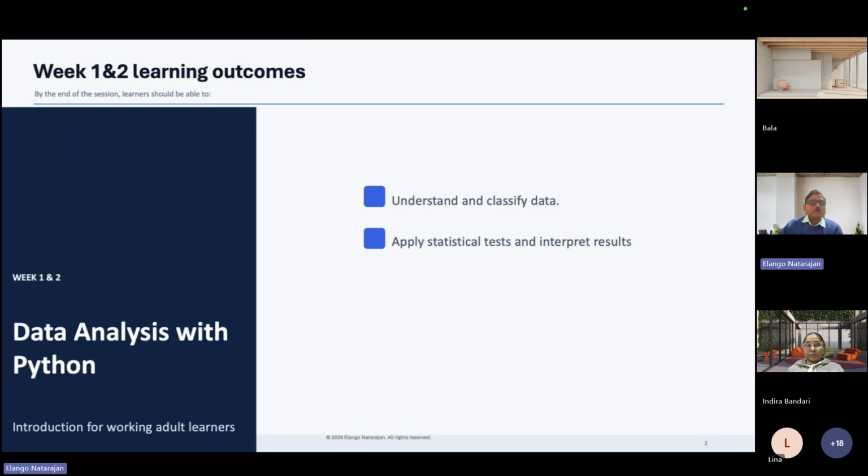I'm Ilango, and I'm going to start the session today. Today's session, as I said, will be about understanding data and the classification of data, and next week will be the statistical test.